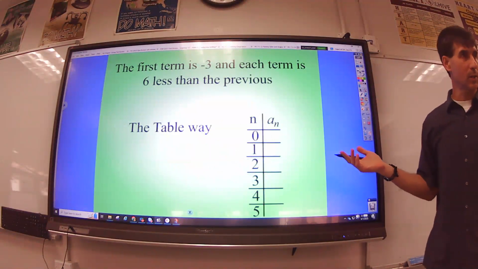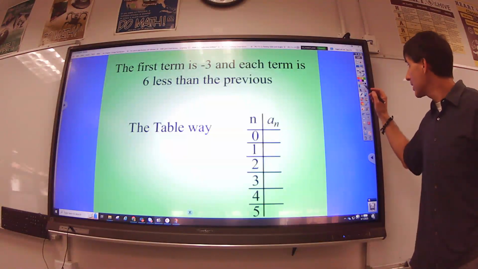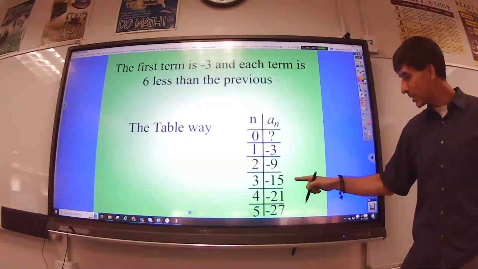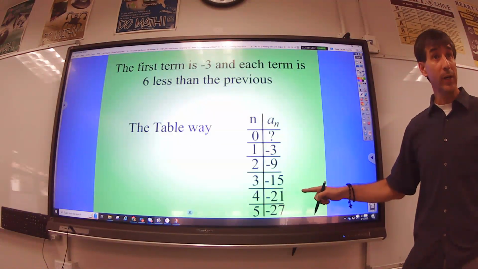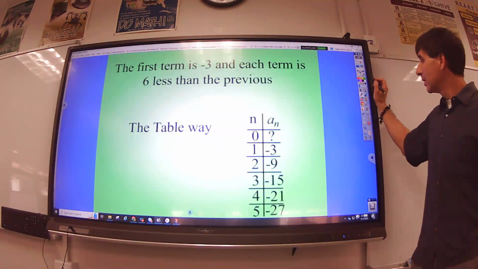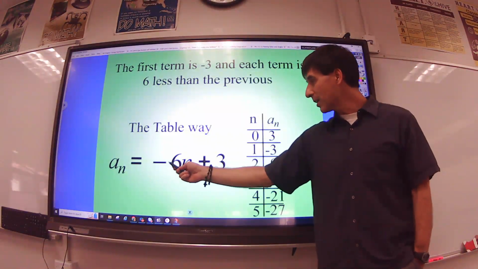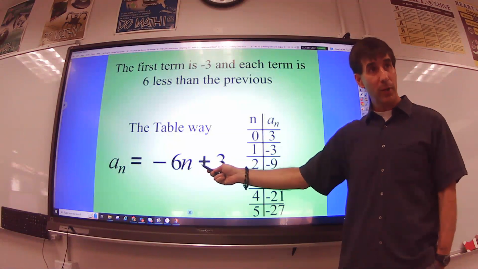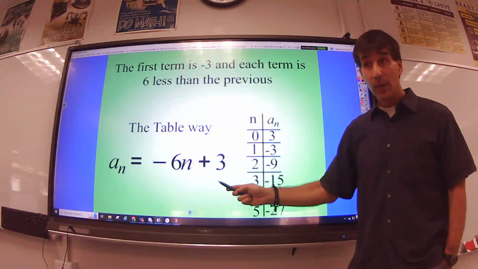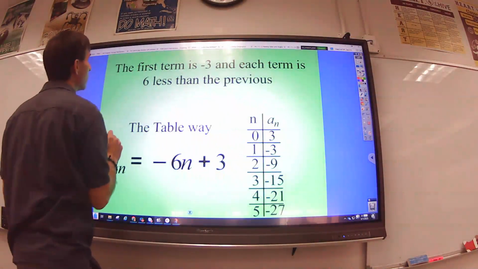We could do it the table way. You don't even need to write this down. But the first term is -3, right? And then 6 less. Take away 6: -9, take away 6: -15, and so on. Now, in order to write the equation, we needed the 0 term, right? So we add 6 to it, and we get 3. Then we said our equation was a sub n equals -6n, because that's the common difference, plus the 0 term, which is 3. You guys see that?